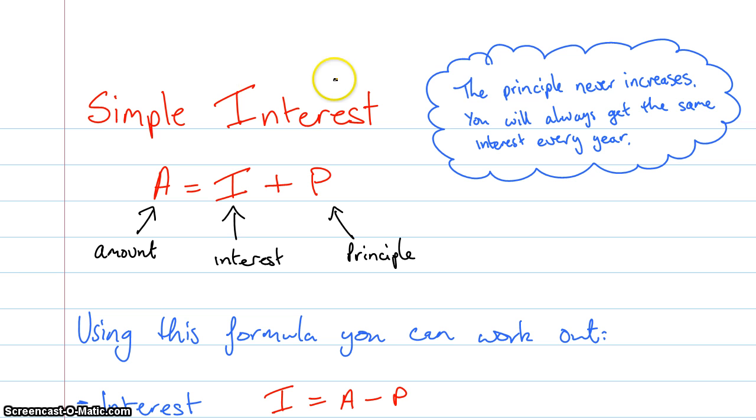The idea of simple interest means that the principal, or the amount that you actually borrowed, never increases. So all you need to do is just pay the interest per year, but the amount you borrow doesn't increase. It doesn't increase ever. Whereas with compound interest, which I'll show you later on, the amount that you owe actually increases.